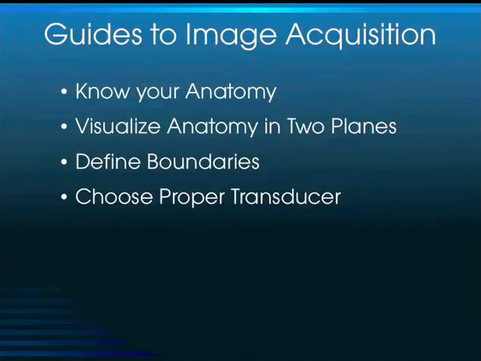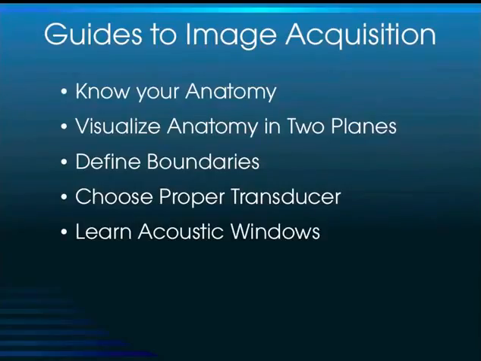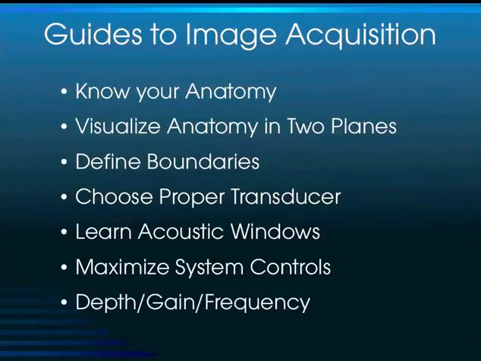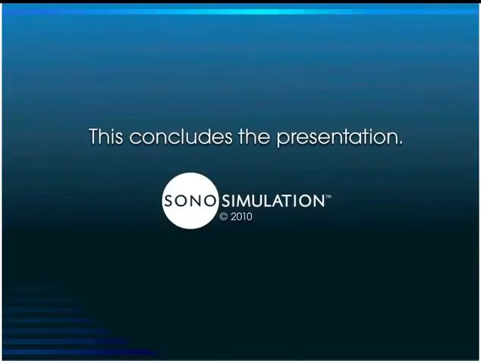You need to choose the proper transducer, and that's based on both the transducer shape or its footprint as well as its frequency bandwidth, knowing that higher frequencies are good for more superficial structures because we can take advantage of that high frequency resolution principle. And learning where to put the transducer on the body surface, the acoustic windows, is something that you're going to perfect as you go through and learn each module of ultrasound. And don't forget to maximize your system controls. Those controls are the depth, the gain, and the frequency. This concludes the presentation.